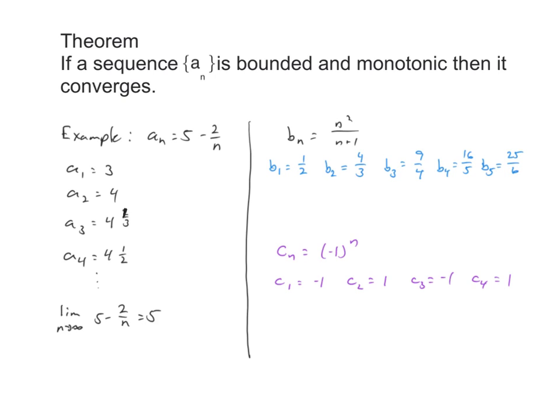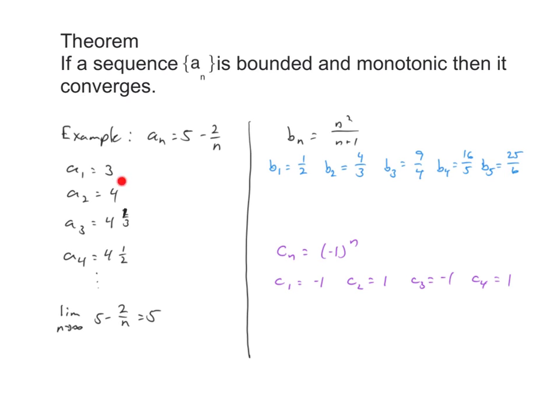But looking at this, we can see that our terms are increasing in value. And that makes sense because as n gets bigger and bigger, this fraction is getting smaller and smaller. So I'm subtracting a smaller number from 5 each time. That tells me that yes, I am looking at something that is monotonic. I can make that determination just by looking at this one.